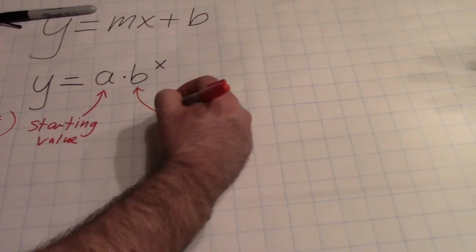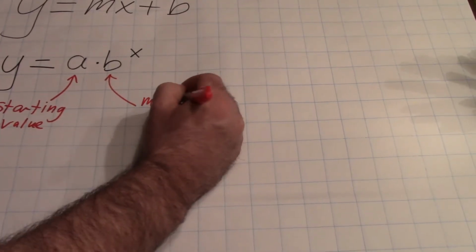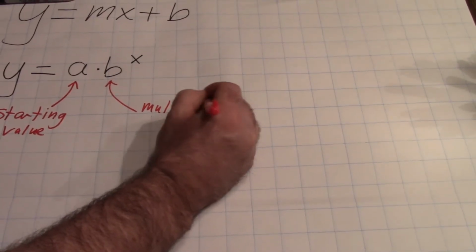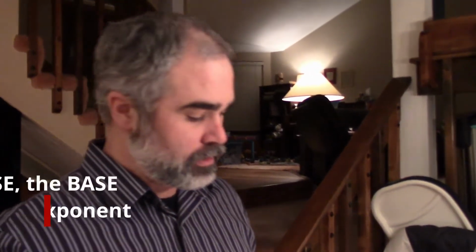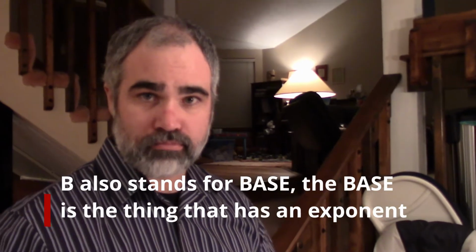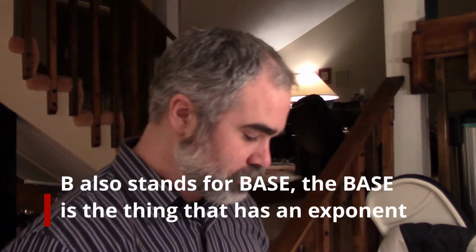This I like to call the multiplier. And I call it the multiplier because exponents multiply things again and again and again. So this is the thing that's getting multiplied again and again. Now I can tell you all of this, but really it's easier to see an example, and this will make more sense as we go.